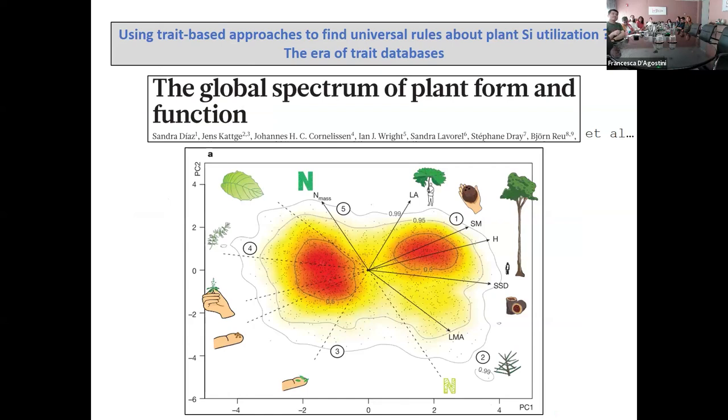First of all, I tried to add silicon to the global spectrum of plant form and function. This is a very famous paper that has been a big thing in trait-based ecology. It's basically a big PCA, and you have 45,000 species. Each dot is a species, and there are several traits. They basically show that you have this plant size axis, with seed mass, plant height, and specific stem density. On the other axis, you have leaf nitrogen concentration and leaf mass per area. LMA is basically how tough, how strong your leaf is. My idea was to add silicon to that to see how it was expressed.